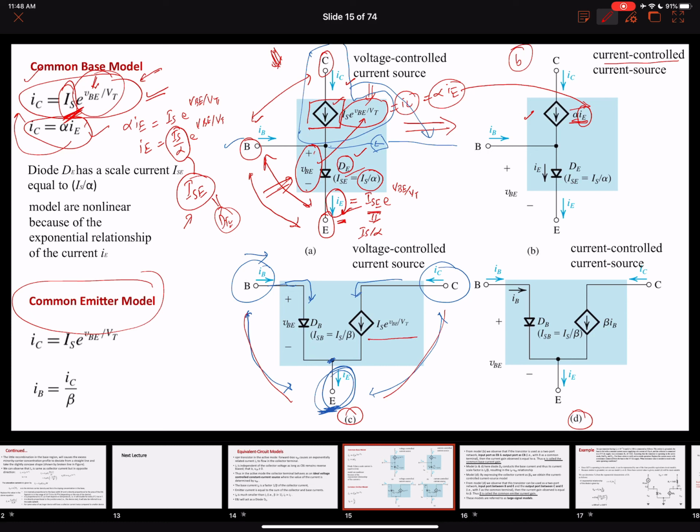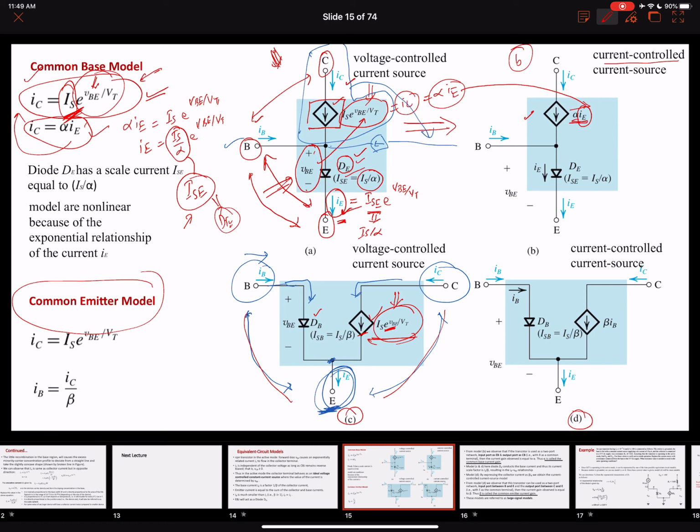Again, our collector current over here is a constant, a current source, right? So this is a current source which is controlled by the voltage. So it's a voltage controlled current source. However, let's look at the branch at the base terminal. Right now, our branch at the base terminal, rather than being represented as a DE, which we did over here, is being represented as a DB.